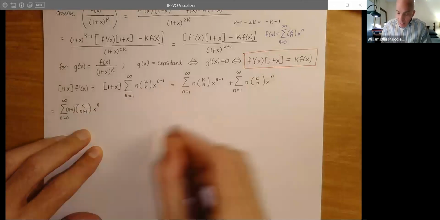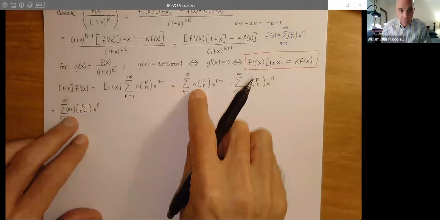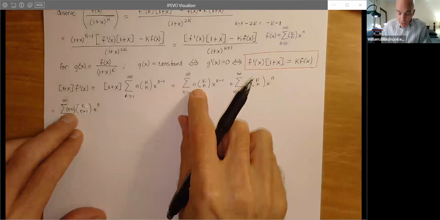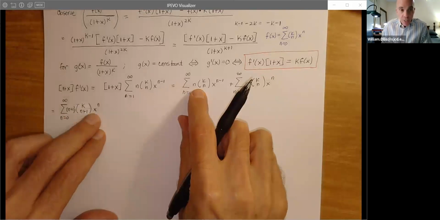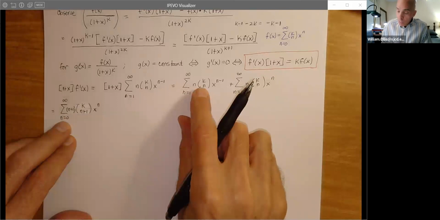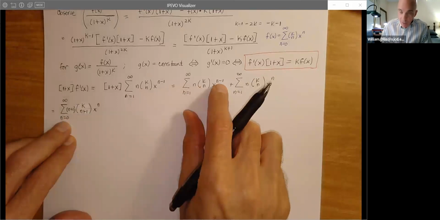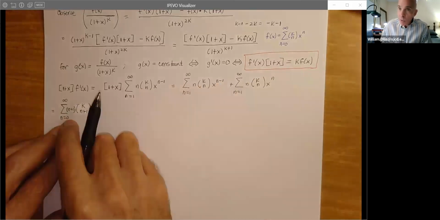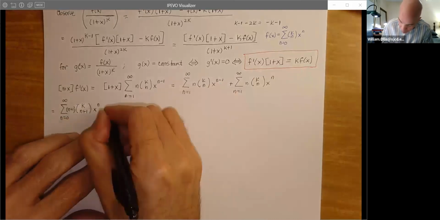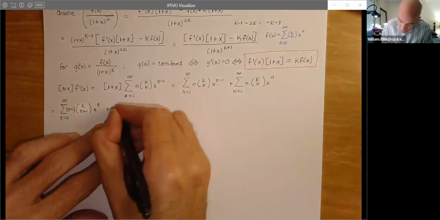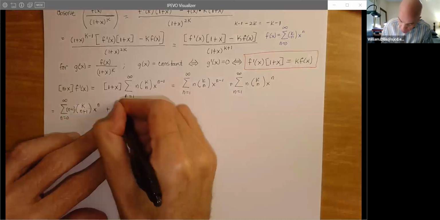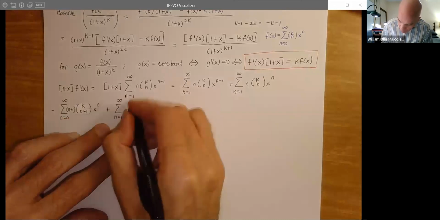So again, n becomes n plus 1, so we get n plus 1 times k choose n plus 1, x to the n, and we start at 0 now because if we increase this by 1, we have to decrease the index by 1. So it gives us 0. Plus, now we have n equals 1 to infinity. This doesn't change.